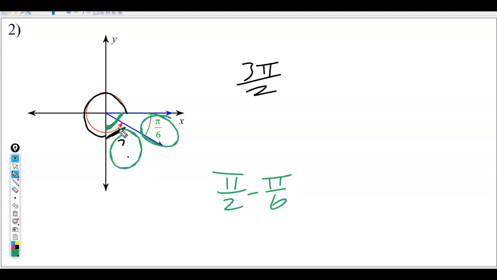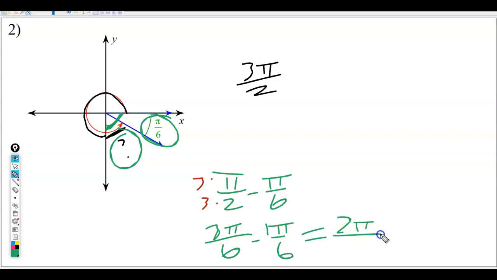So if we do pi over 2, take away pi over 6, we can find out what that missing piece is right there. Now to do this, we need to get a common denominator. So I'm going to go ahead and multiply the top and the bottom by 3. That's going to give me 3 pi over 6 minus pi over 6. And 3 pi, take away 1 pi, is 2 pi. And if we reduce that, we get pi over 3. So this missing piece here is pi over 3.